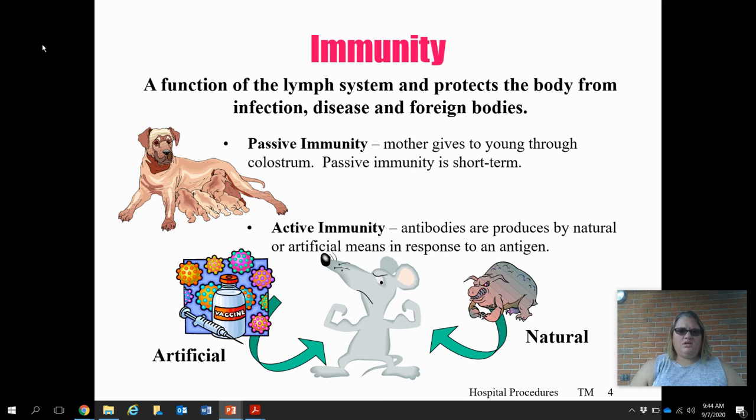So active immunity, two ways, natural or artificial means. Natural is you get the disease, you kind of suffer through it as your body learns and figures out how to fight off those bad antigens. And then the other way is artificial, by getting a vaccine.